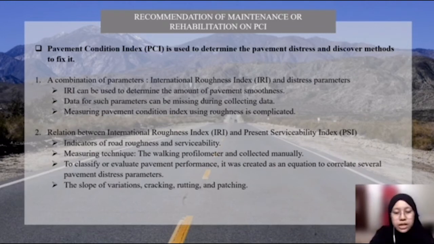For the measuring technique, IRI is measured by a walking profilometer, while PSI is by collecting data manually. IRI is used to determine the amount of pavement smoothness, and PSI is used to classify the pavement's performance. PSI was created as an equation to connect several pavement distress parameters: slope variation, cracking, rutting, and patching. The relationship between these two is that the IRI value will increase when the PSI decreases. To sum up, both of these research studies are accurate in improving the PCI test.